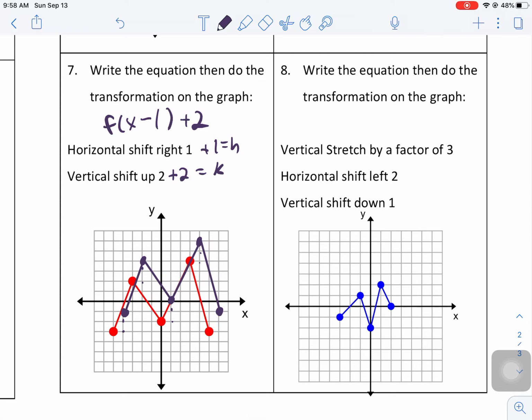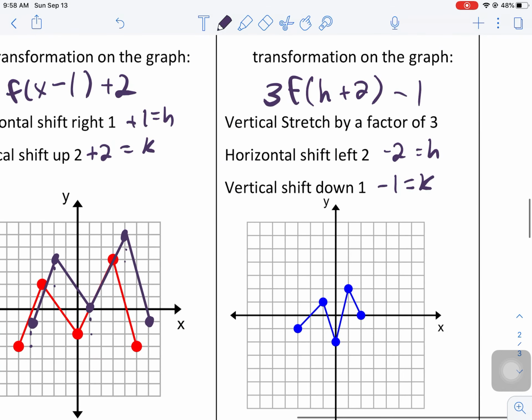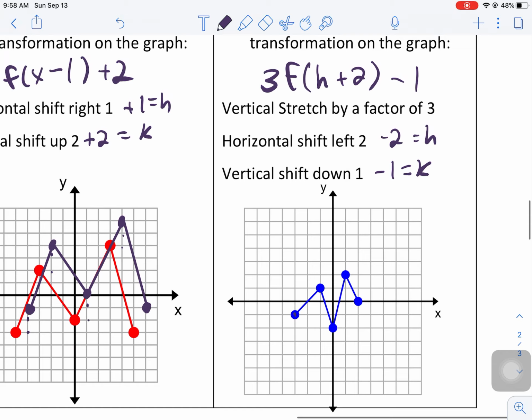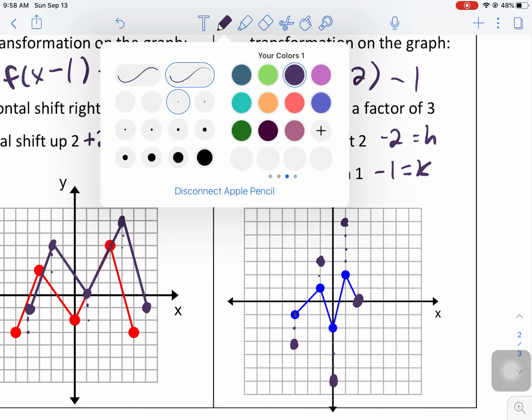Awesome. So, last one. Vertical stretch by a factor of 3, so that's 3f. Horizontal shift left of 2, h plus 2, because that's a -2 for our h value. And then a shift down 1, so that's -1 is k. So then we have to do our stretch by 3 first, so that's -1 becomes -3. +1 becomes +3. -2 becomes -6, so 3, 4, 5, 6. +2 becomes +6. And 0 will stay 0.